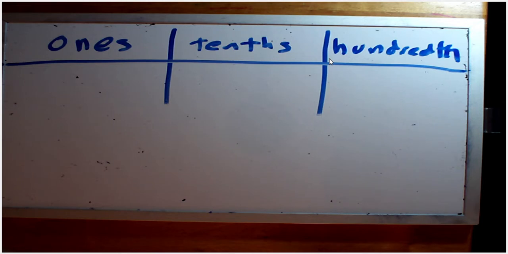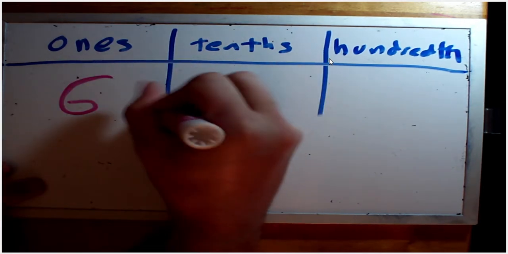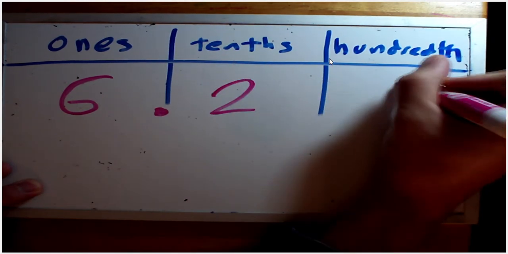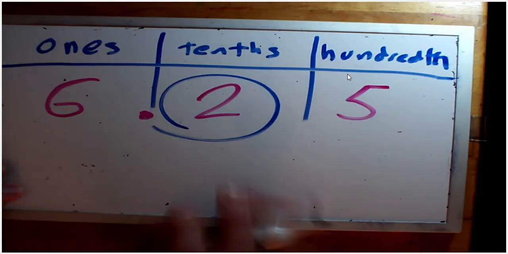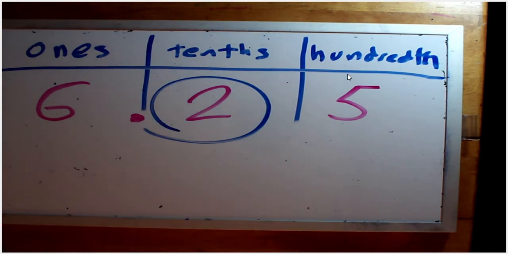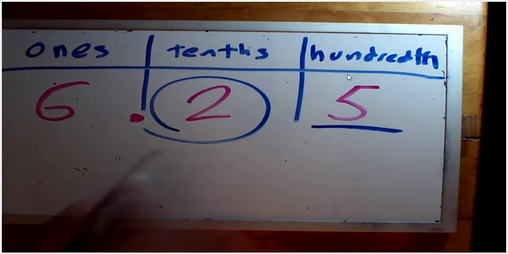So let's look at the number 6 and 25 hundredths. If we wanted to round 6 and 25 hundredths to the nearest tenths place, I'm going to circle that. We're going to be looking at the actual tenths place, going next door to the hundredths to decide what we're going to do with the 2.